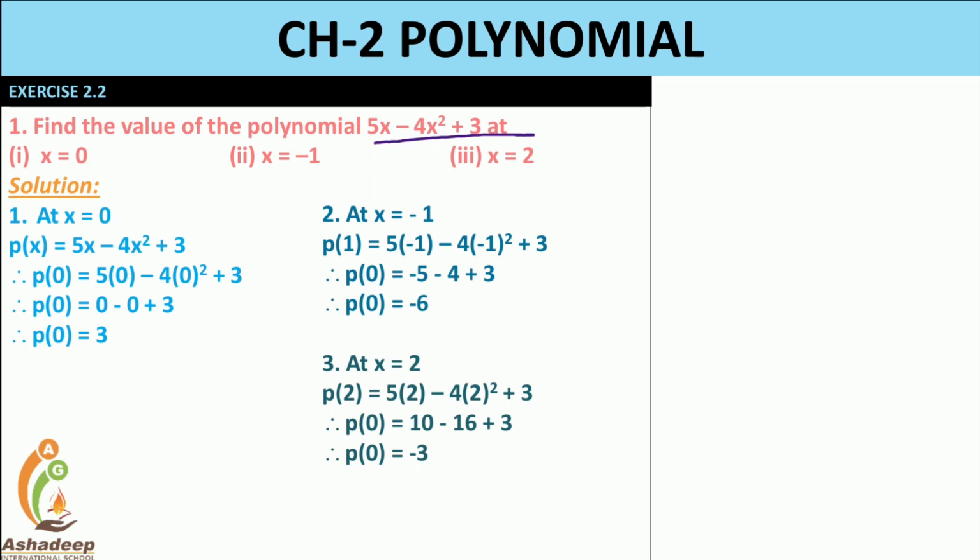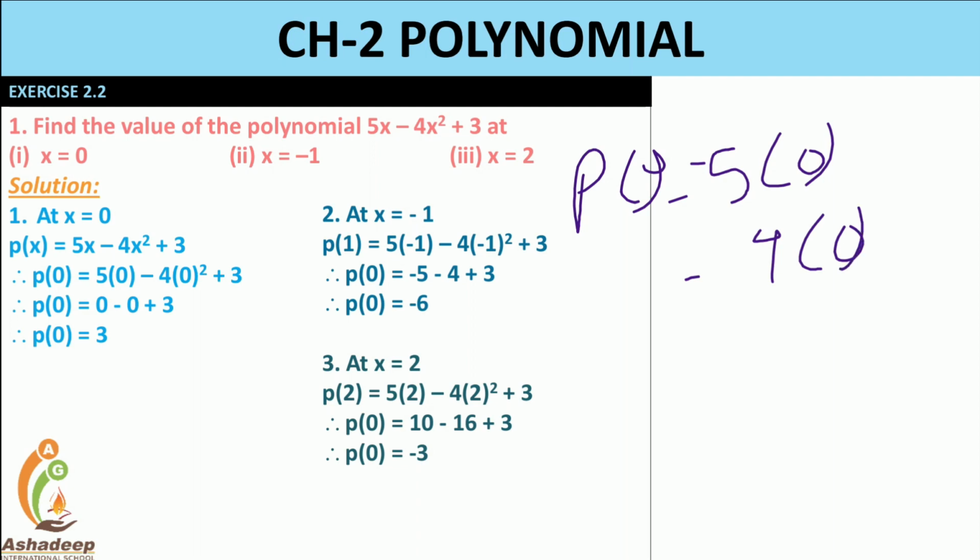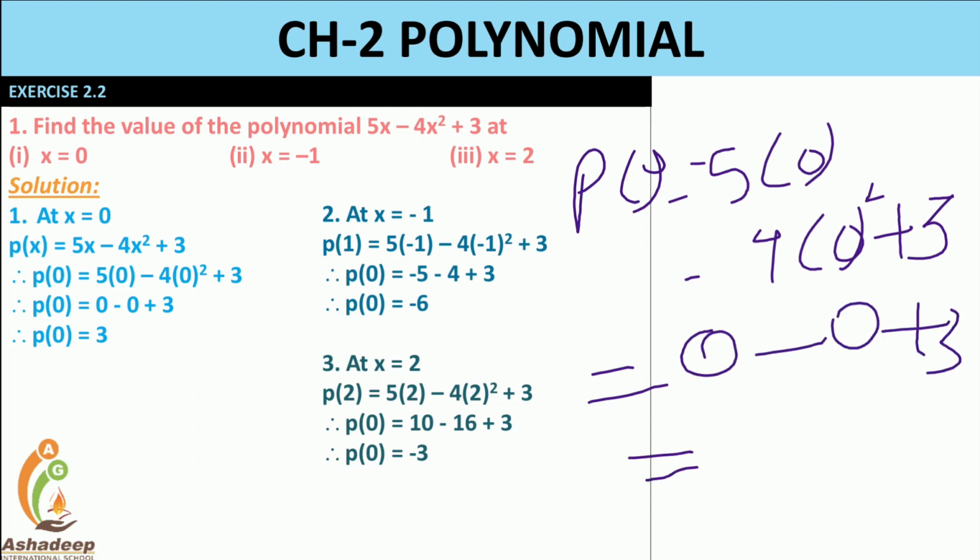Simple, instead of x, wherever you find x in this polynomial, just put the value 0. So here x is equals to 0. This is the p of x. Now instead of x, what we have to write? We have to write down the 0. So p of 0 is equals to 5 into 0 minus 4 into 0 square plus 3, is equals to 0 minus 0 plus 3, is equals to 3.